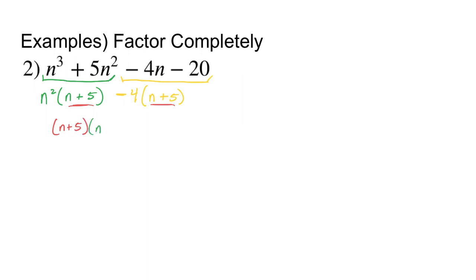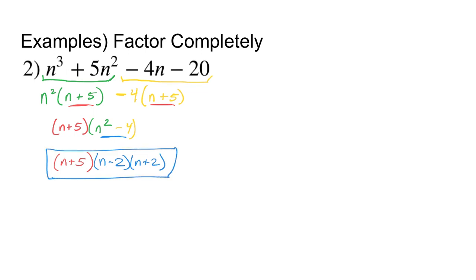And then I can put the leftover stuff in that second parenthesis. And now if you look, the n squared minus 4, I ask myself, can I factor that further? If I can, I want to factor it. If I can't, I can be done with the problem. But in this case, oops, let me back up. It's an n minus 2 times an n plus 2. And that is, in fact, now factored completely.